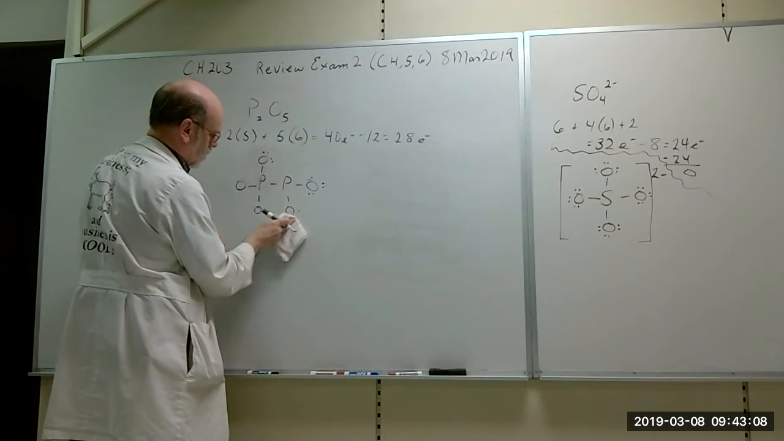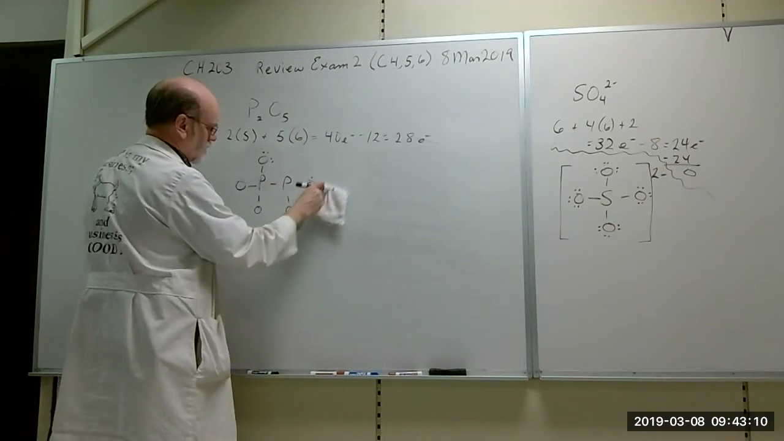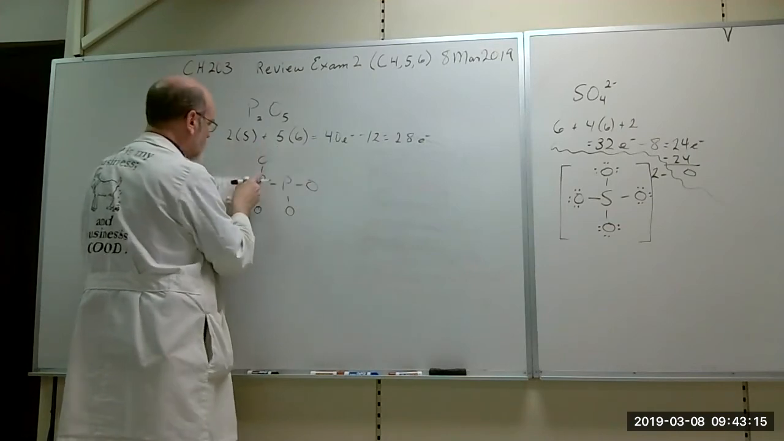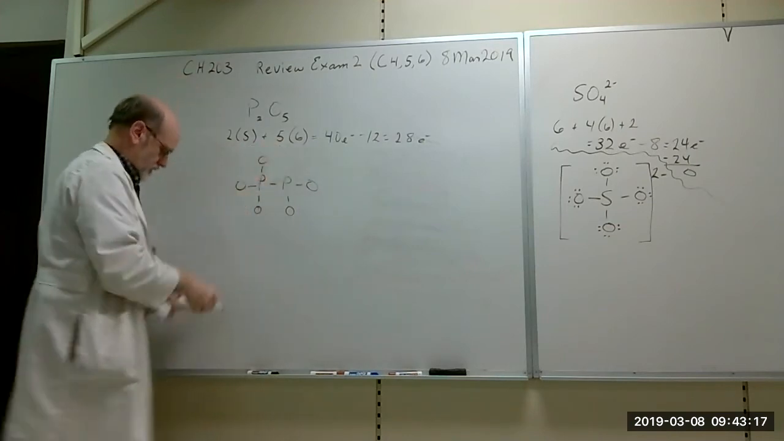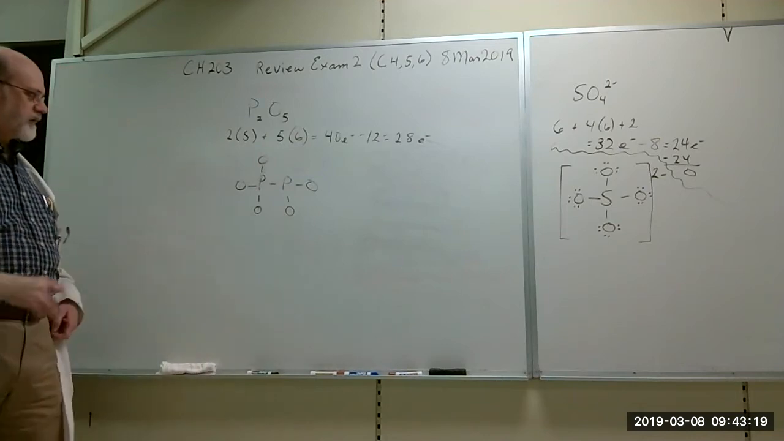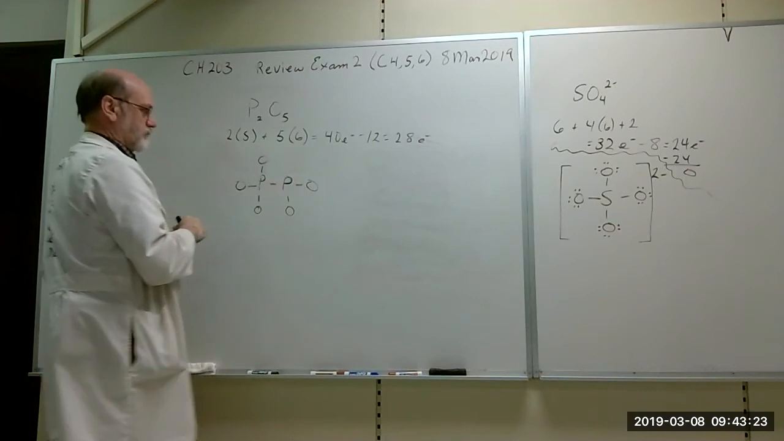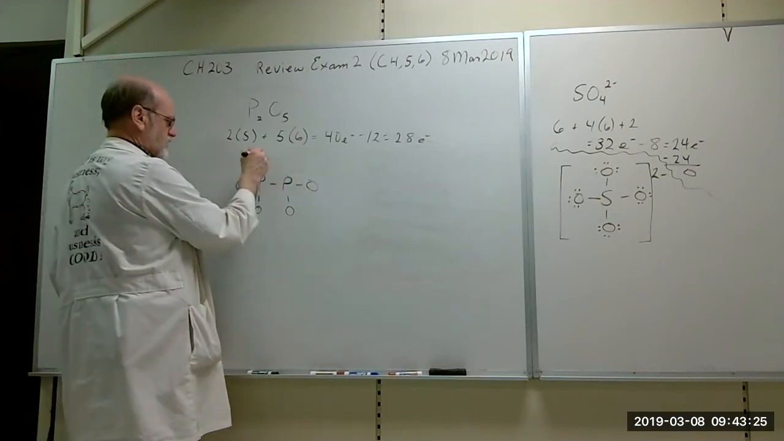Let's try that again. Sometimes you have to forego the possibility of a perfect octet. It's just the way it is. So with 28, let me start this again.